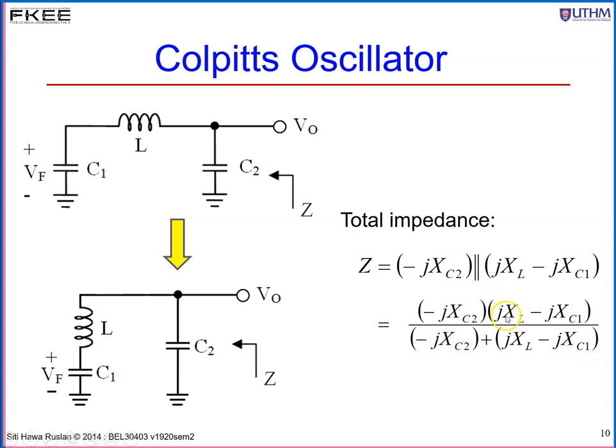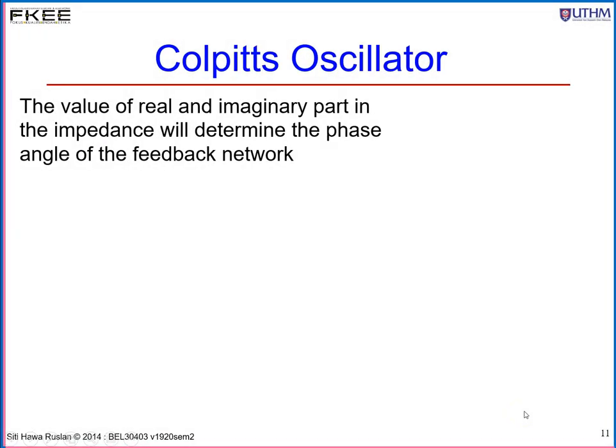So this multiply with this will give minus j squared XL XC2. This multiply with this will give XC1 XC2 because j squared is minus 1. Okay, and at the denominator minus j, this is plus j minus j. So rearrange this equation. Everything is j in bracket XL minus XC1 minus XC2. So you have two parts. The real part, the numerator, the denominator is an imaginary part.